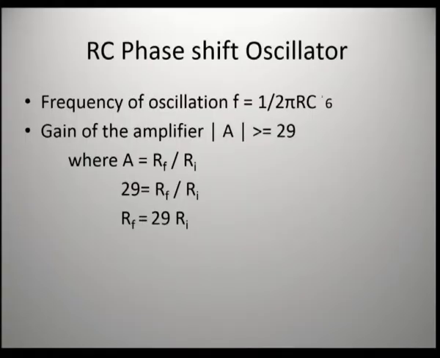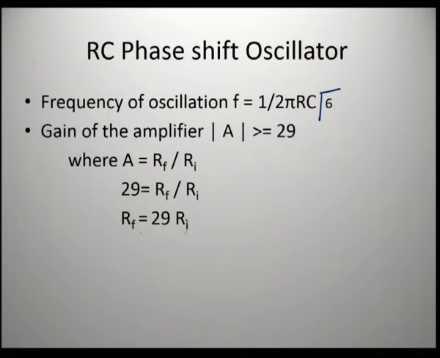Welcome back. This is a summary of the RC phase shift oscillator. The frequency of oscillation is given as 1 by 2 pi RC root 6, and the mod value of the gain of the amplifier is greater than or equal to 29. So, it is calculated as RF is equal to 29 R1.